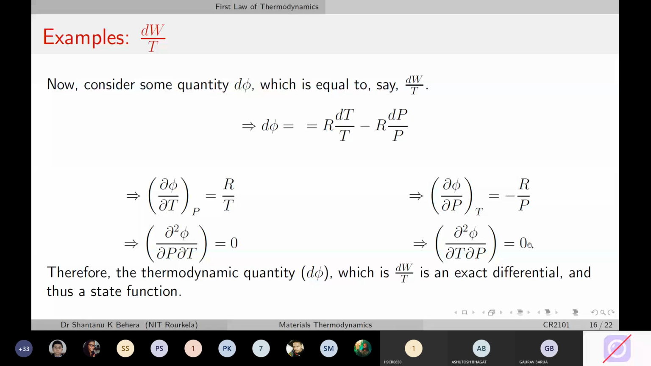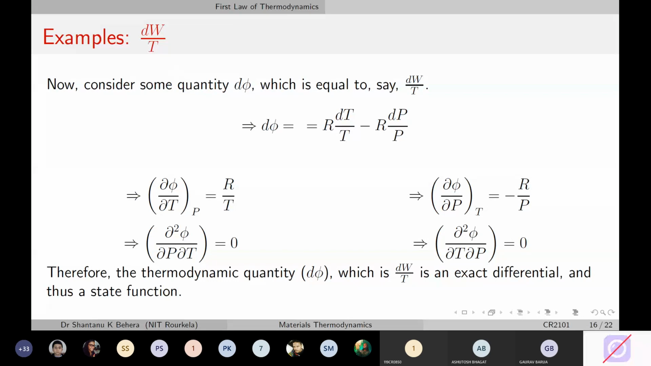And you see that no matter how you do the double differentiation, both the terms give you 0. That means these two are equal. That means this function dW by T is an exact differential, and therefore it will be called a state function.